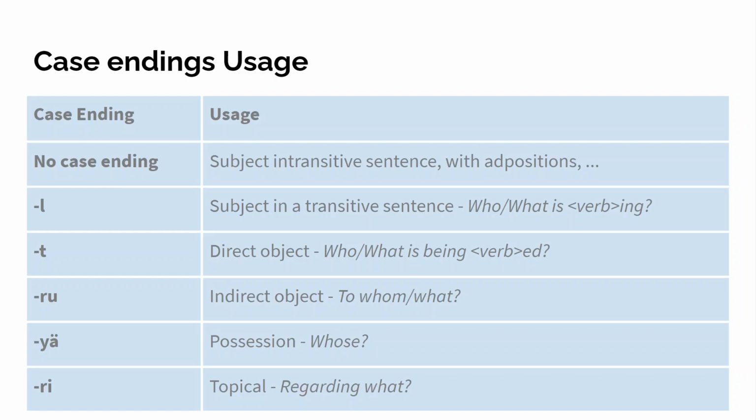Yä is for possession, so whose or to whom belongs something. For example, my cat, the cat's toy, or similar things. And ri is something we don't have in English, so that's an interesting one. Topical, regarding what.